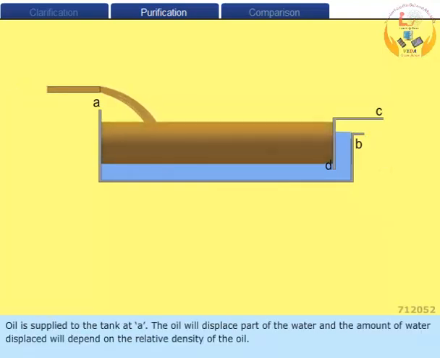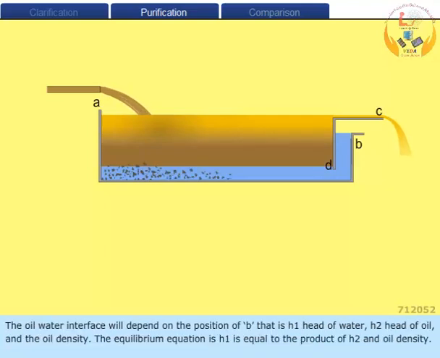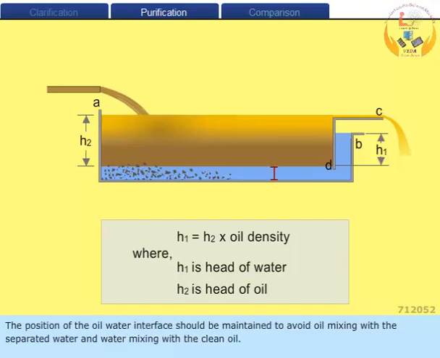The oil will displace part of the water, and the amount of water displaced will depend on the relative density of the oil. The oil-water interface will depend on the position of B, that is H1 head of water, H2 head of oil, and the oil density. The equilibrium equation is H1 is equal to the product of H2 and oil density. The position of the oil-water interface should be maintained to avoid oil mixing with the separated water and water mixing with the clean oil.